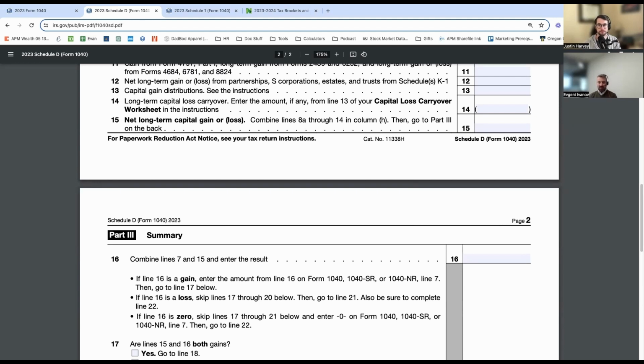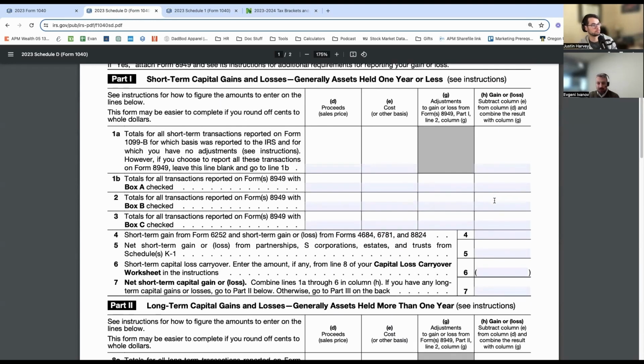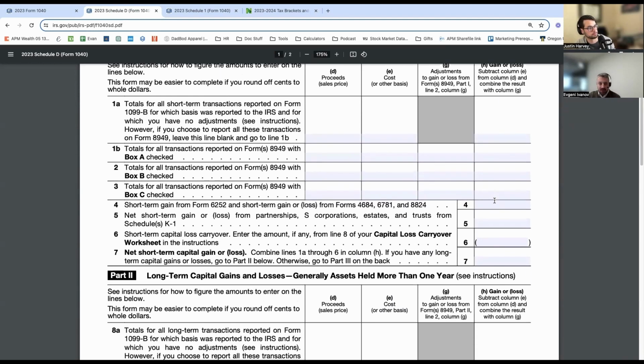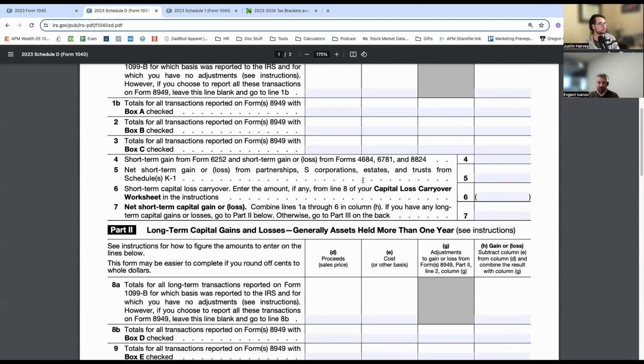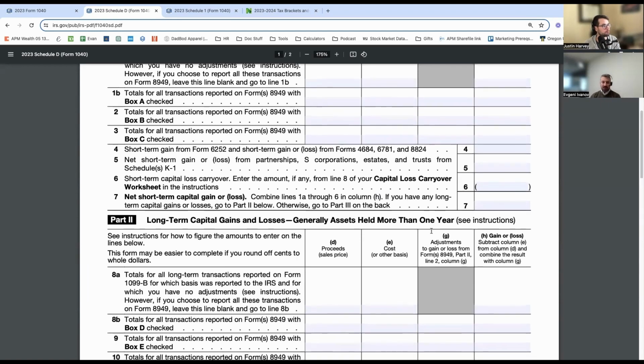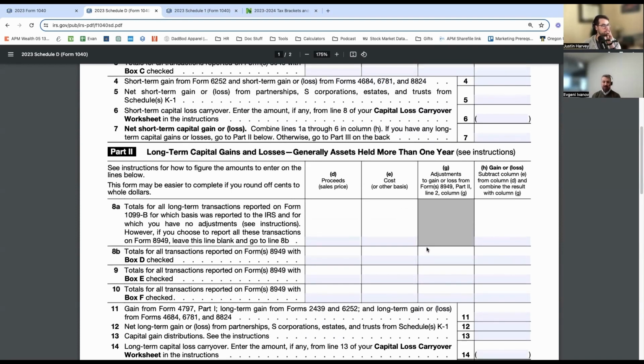If you scroll up, we can show which lines those are. There's special lines for carry forward. It's line 6 over here, and it's the same line down for long term. So when you look at those in the following year, make sure that the total of those is equal to line 16 minus $3,000. That's the easy way to look at those losses.